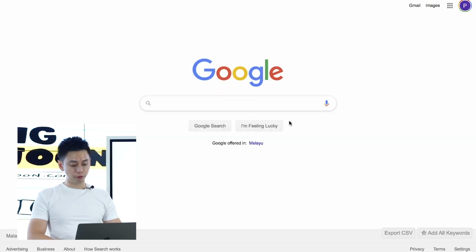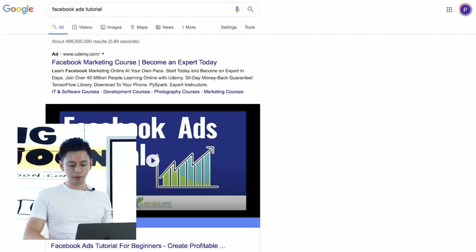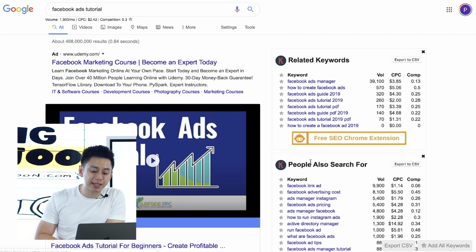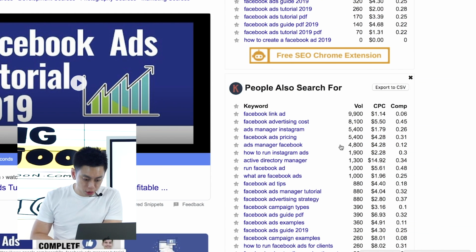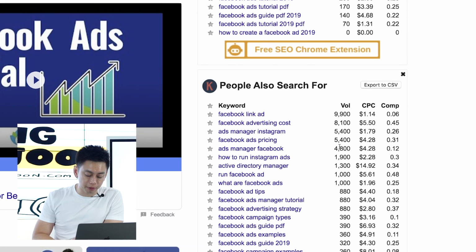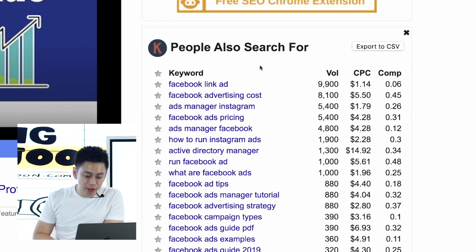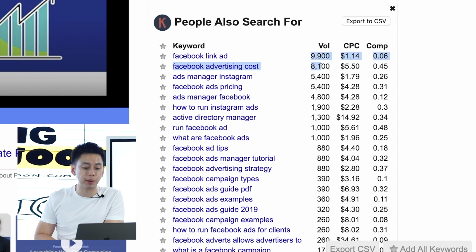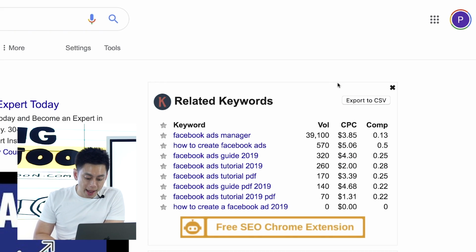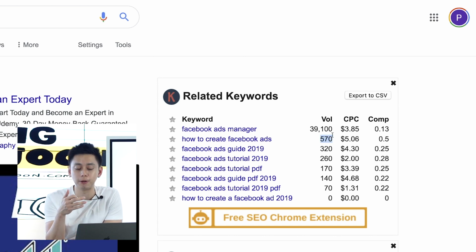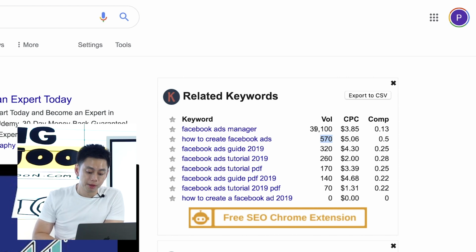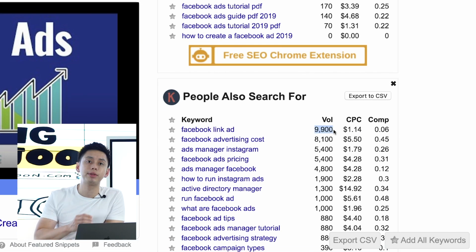If I were to do a search, for example, like Facebook ads tutorial, one of the things that you want to do is begin with the end in mind and look for the demand for this keyword. Okay, so if I were to go to my screen right now, you'll see that in my search, because of Keywords Everywhere, I can actually see what is the demand for this specific keyword. I can see that how to create Facebook ads has got 570 searches a month. Now, first things first, okay? These are the amount of people per month searching for this specific keyword. Facebook link ad, 9,900 people.